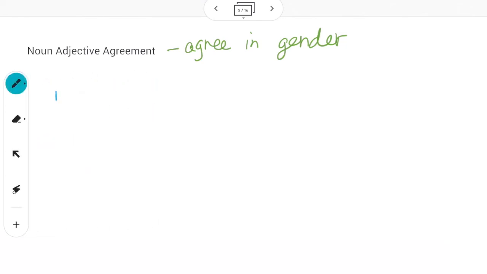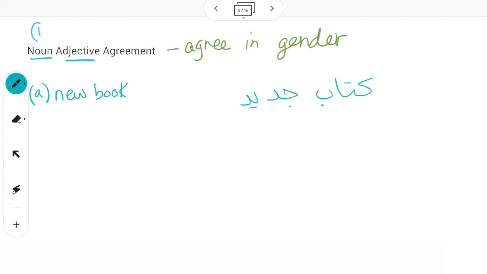If we want to say new book, and really it's like saying a new book, we take the word kitab and then we put the word new after it. Remember, we call this noun adjective phrases because the noun comes first and then the adjective. So here's your noun, book, and here's your adjective, jadid. Kitab jadid, meaning a new book. Okay, it just implies this meaning of a.